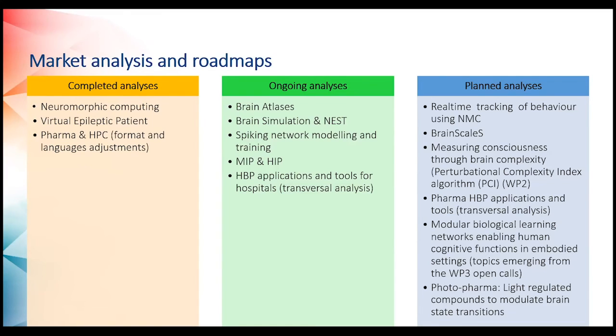Well, we have completed the first version of the neuromorphic computing analysis. We are working now, and we will finish before the end of this month or at the beginning of January. We are finalizing another neuromorphic computing report. You can see in the ongoing analysis the spiking network modeling and training. That is the second part of our analysis that we are completing.